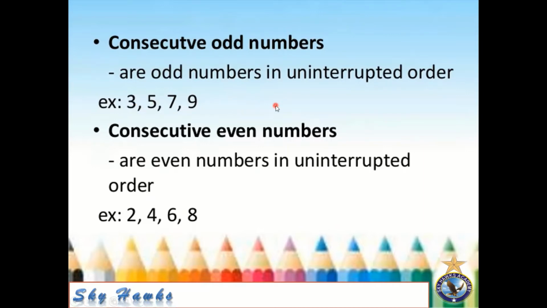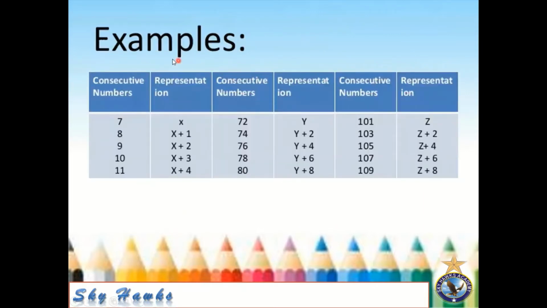Okay, so here is a very interesting example. The first column is Consecutive numbers, the second column is Representation. Next is Consecutive numbers, and Representation.